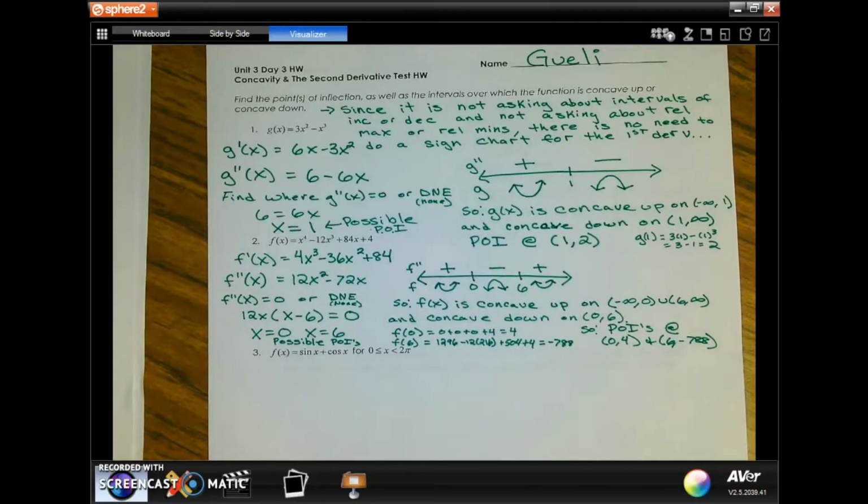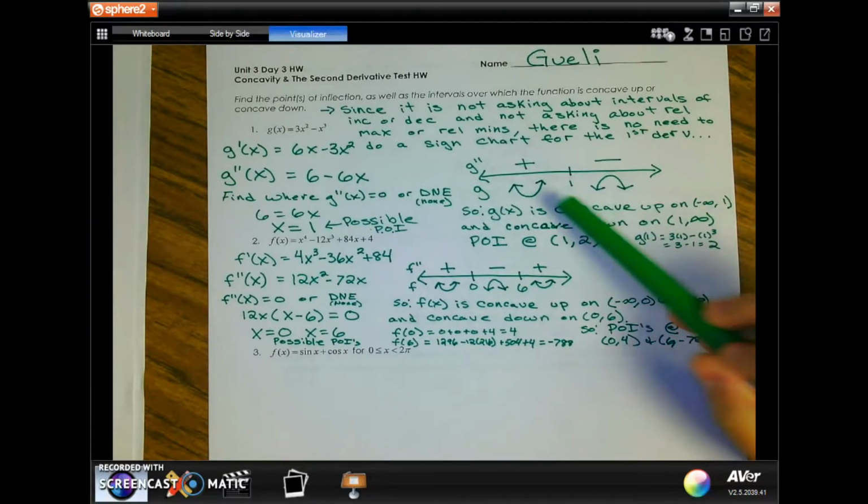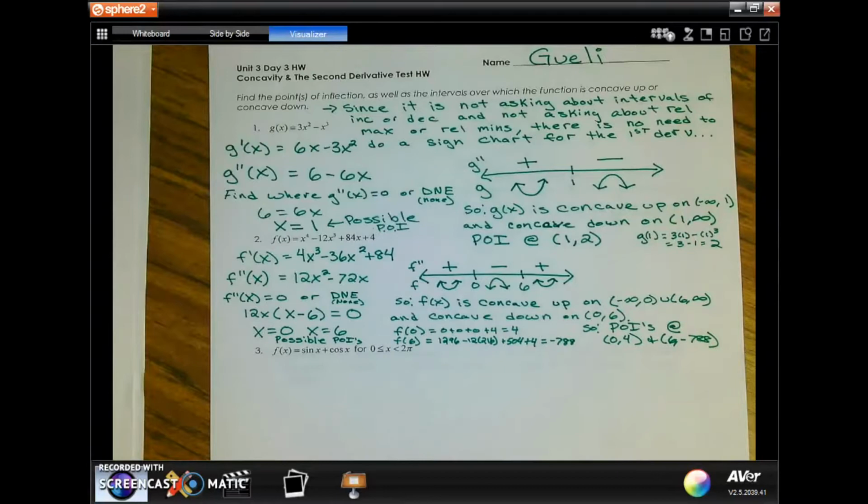Okay, this is the homework for Unit 3, Day 3. It is on concavity and the second derivative test. So the goal of the second derivative test is we are going to again do a sign chart, but really it's going to tell us if the original function is concave up or concave down. So here's an example of concave up, here's an example of concave down, and that also tells us if there is a maximum or a minimum at that possible point of inflection, okay?